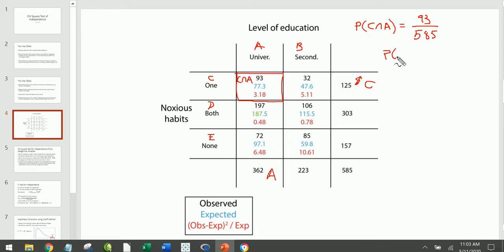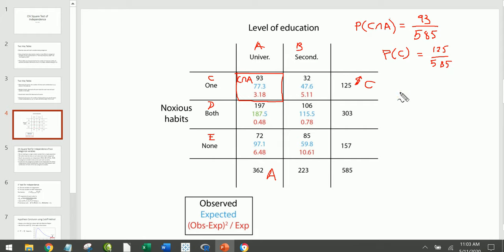What's the probability that we put our hand into this box of 585 subjects that we collected data on, and we get a person that has a noxious habit of 1? Notice I didn't specify the level of education, only the noxious habit. So we're looking at this margin, 125 over 585.